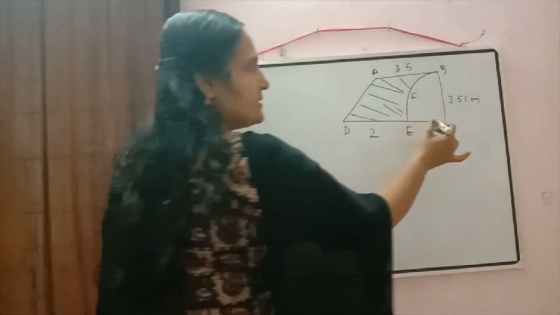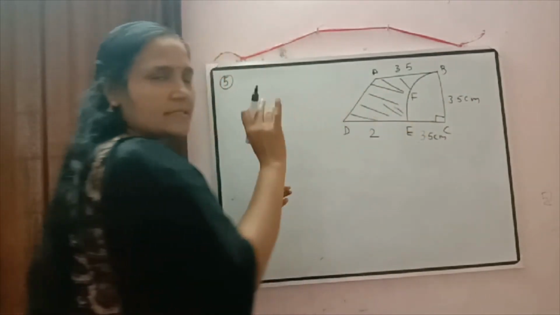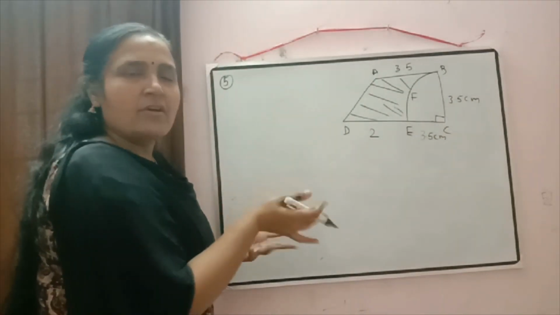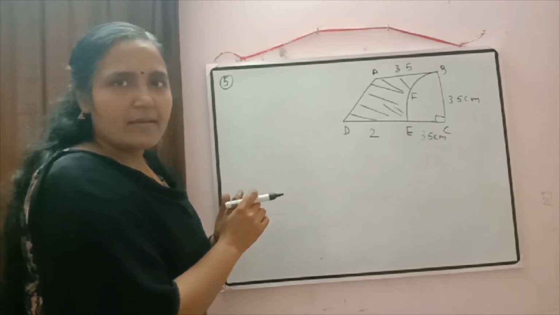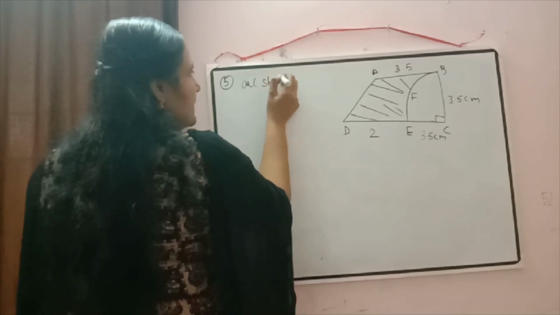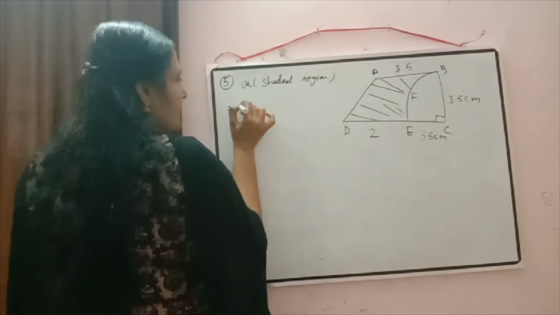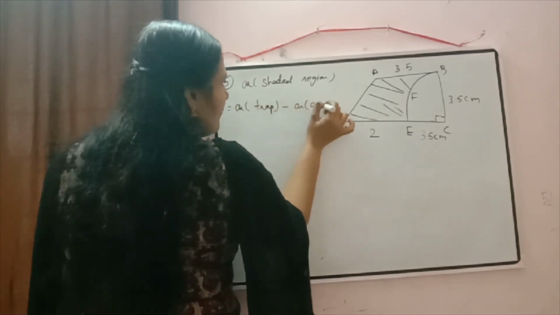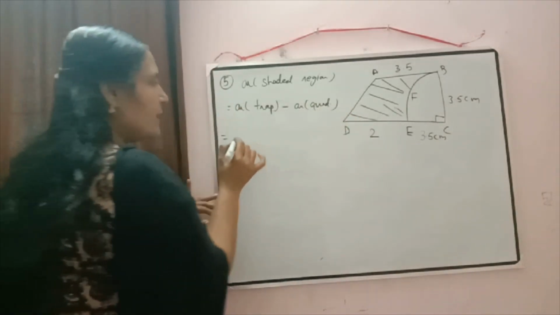And since it is given this is perpendicular, the perpendicular distance is denoted by height. So we have the height also 3.5. So all the things we have, it can be calculated directly. So write down there: area of shaded region is equal to area of trapezium minus area of quadrant.